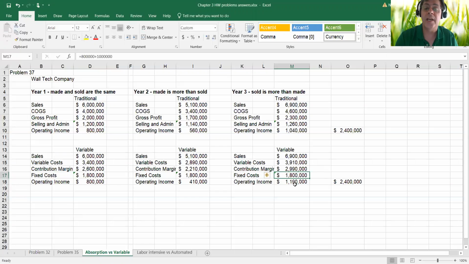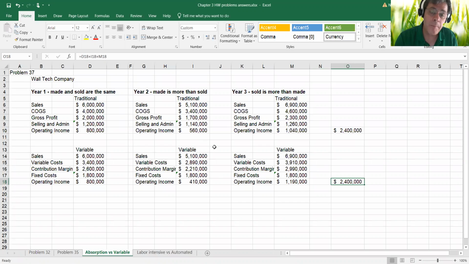And so our operating income in this year is higher when we sell more than we made for the variable costing than it is for the traditional or absorption costing. What I want to show you is because we were off by 30,000 here and off the other direction 30,000 here, the total operating income for the 3 years is exactly the same for the two methods, but different from year to year. All right.